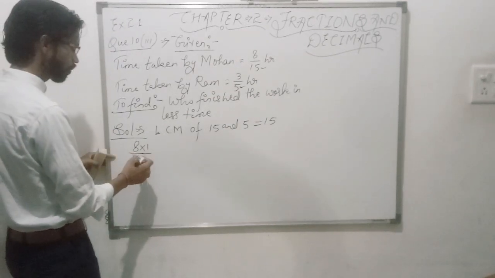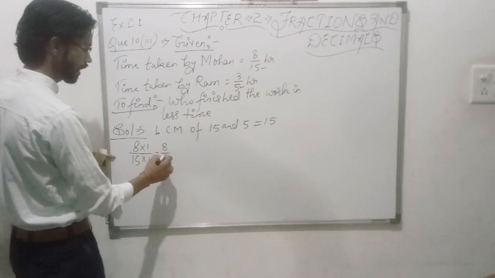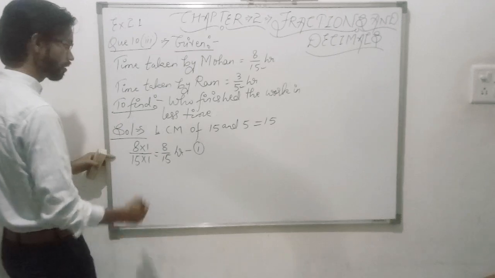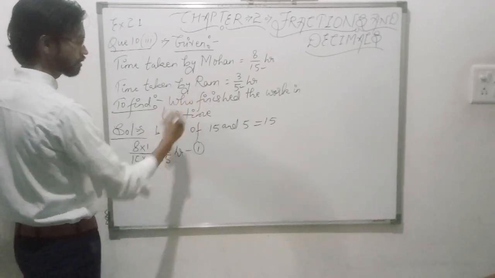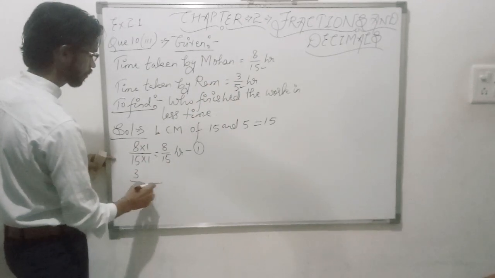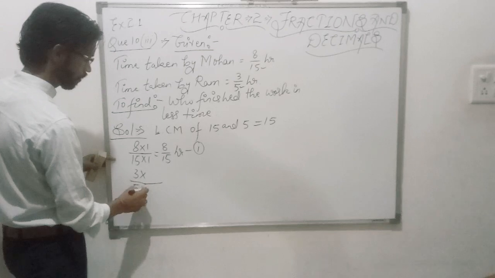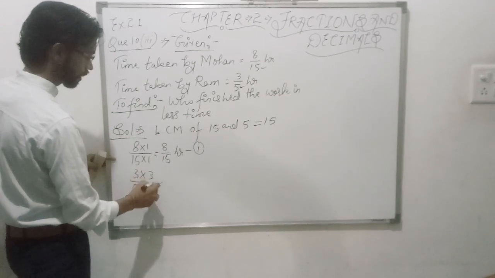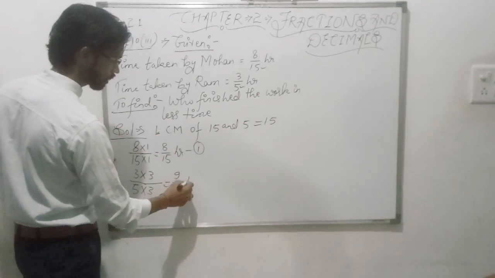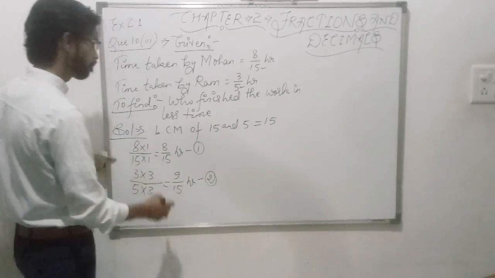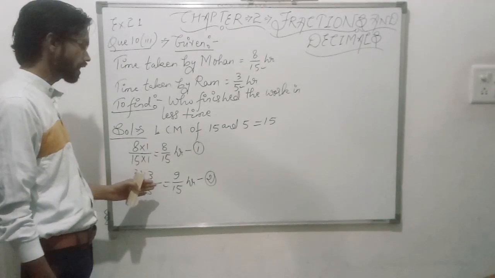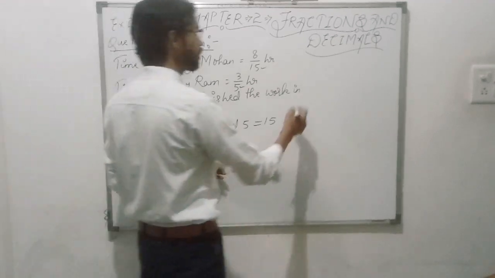So we will multiply this 8/15 by 1 so that it remains 8/15, our first equation. Similarly, we will do it for the second one, Ram's fraction, 3/5. Now we will multiply this 3/5 by 3 so that we get 15 in the denominator. So now the second fraction is 9/15.